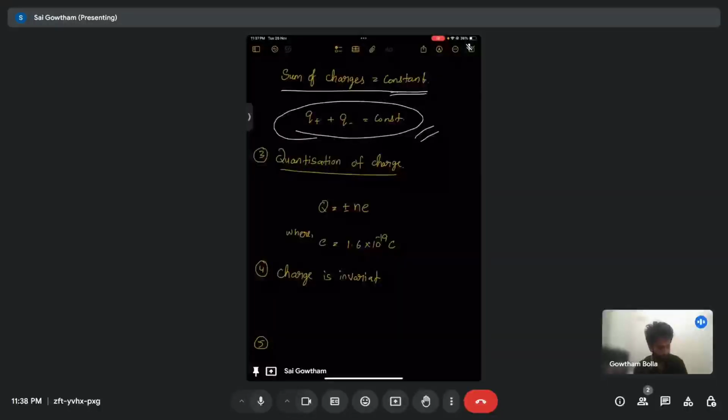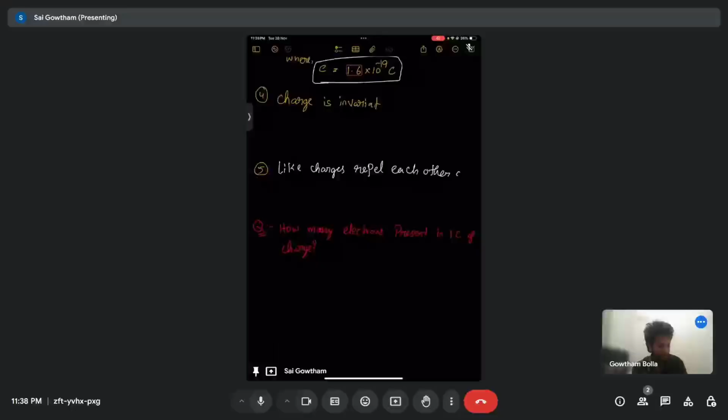And coming to the fifth property, that is like charges repel each other, and unlike charges attract each other.